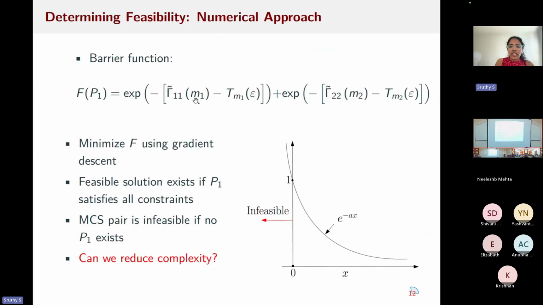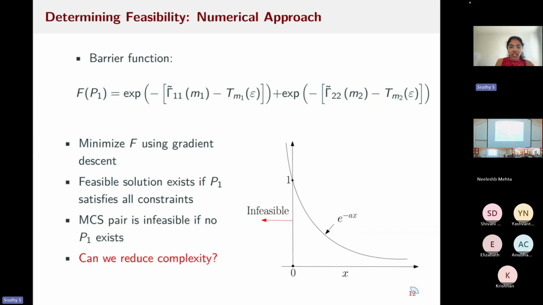So when the constraint is satisfied, the block error rate is satisfied, the function takes a lower value. But when the constraint is not satisfied, the function itself is blowing up. So we try to minimize f, the barrier function, using gradient descent such that we can find the powers. So we say a feasible solution exists if the powers satisfy all the block error rate constraints. And we say that an MCS pair is infeasible if no power allocation exists.